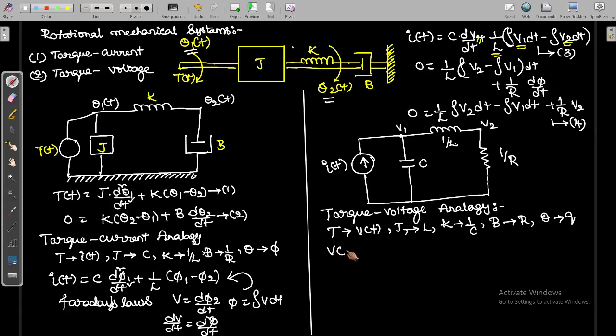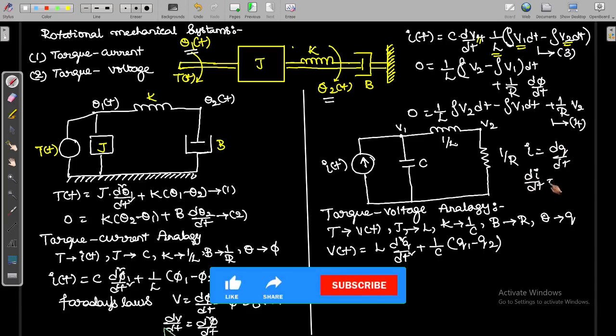Then what you are going to get is v of t equals, we can replace J with L and d square q by dt square, plus K replaced with capacitance 1 by c, theta 1 and theta 2 replaced with q1 and q2, so 1 by c into (q1 minus q2). You already know current is equal to dq by dt, and if you take differentiation, di by dt, you are going to get d square q by dt square. And q can be written as integral of I dt.